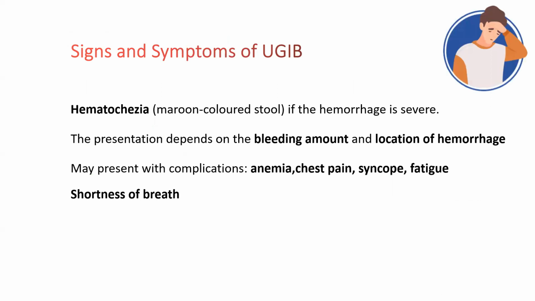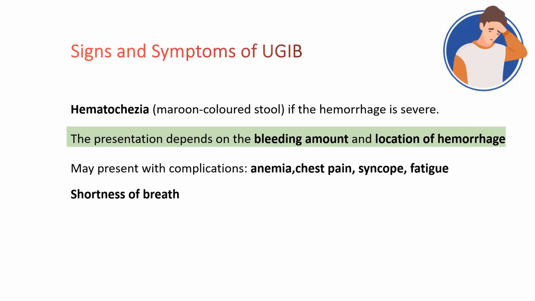We see that further, if there is severe hemorrhage to the mucosal surface, we see the hematochezia, that is the maroon color stool, may be present. And the presentation of the GI bleeding, like how the patient presents, mostly depends on the bleeding amount, like how much blood is lost, and the location of hemorrhage, like if the hemorrhage is present close to the vein or close to the artery.